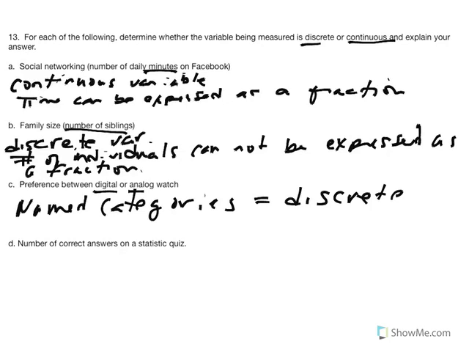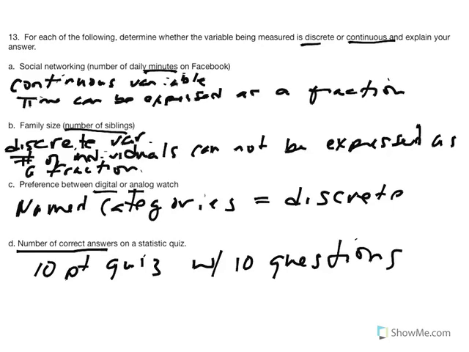Okay. Next one, number of correct answers on a statistic quiz. Well, again, answering this one is really contingent upon did we get partial credit, but we will assume that the instructor is not giving partial credit, or expressing the final quiz score as a percentage. So again, number of correct answers. Okay, so similar to what we saw on family size, let's say the quiz, 10-point quiz with 10 questions.